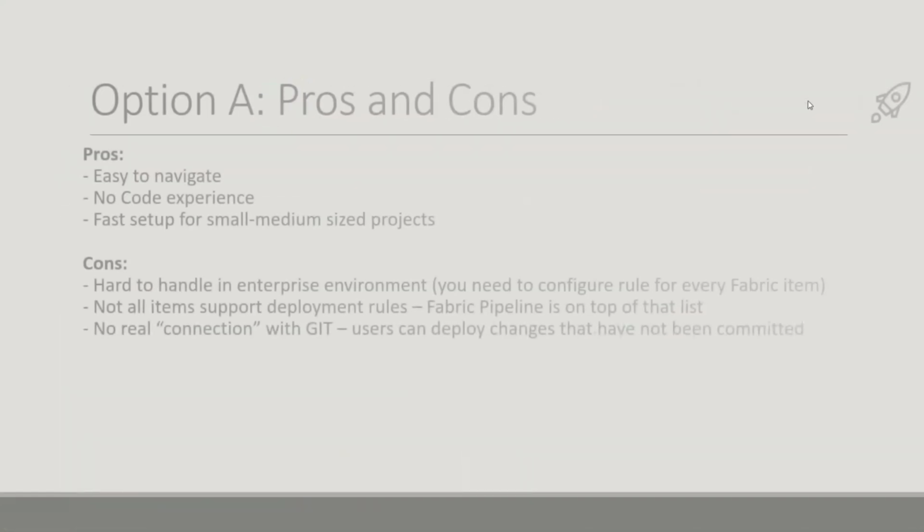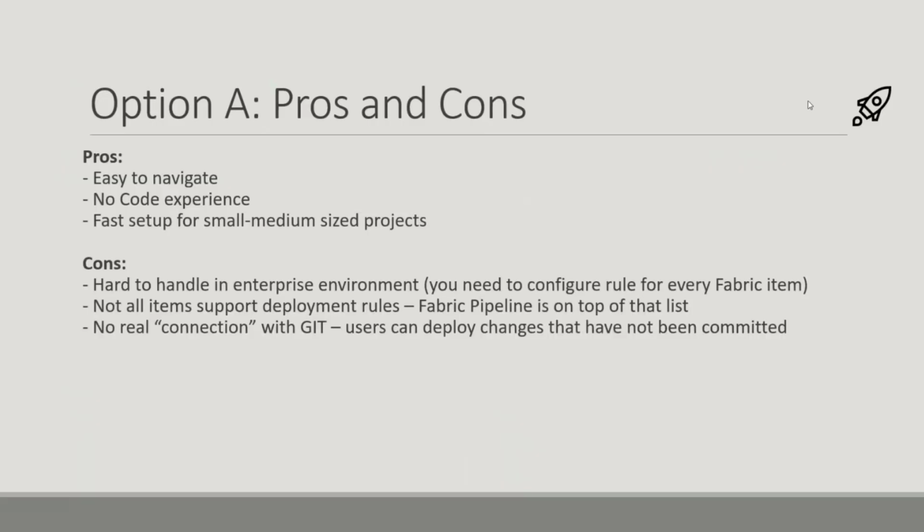So if we look at the pros and cons of option A, it's easy to navigate. It's a no-code experience, and it's a really fast setup for small and medium-sized projects. The cons of this solution are that it's hard to handle in an enterprise environment, because for every Fabric item you have, you need to manually define this rule by hand.